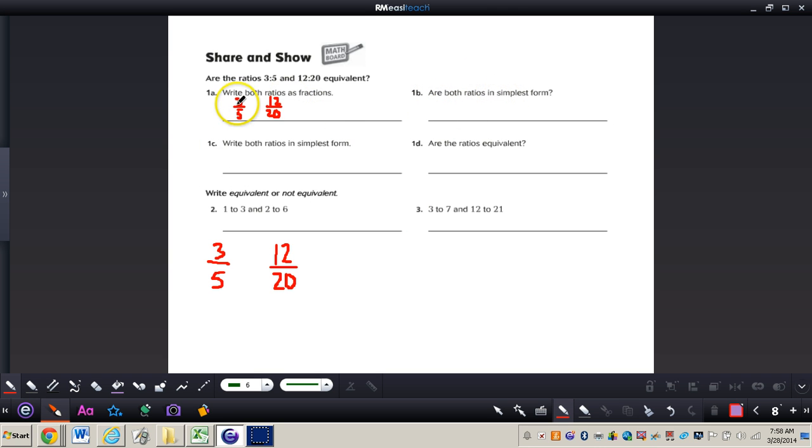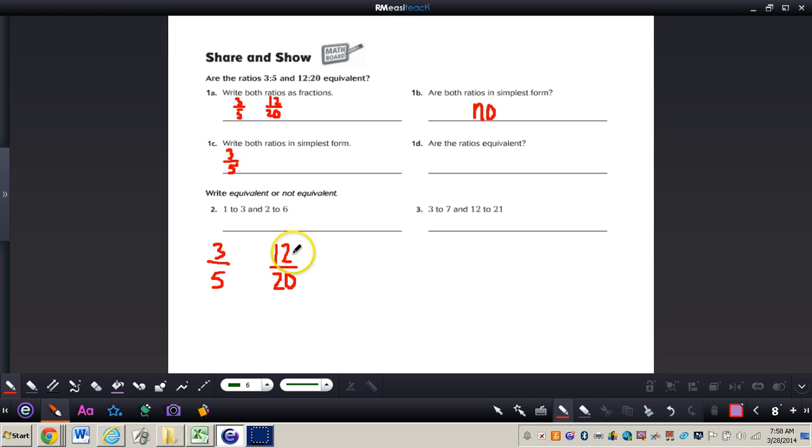Now we know 3/5 is in simplest form, and the reason why is there's not any digit that can go into 3 and 5 equally other than 1. Now 12/20, we know that is not in simplest form. So are both ratios in simplest form? There's one but not the other, not both of them. So the answer to that is no. Now what we need to do is write both ratios in simplest form. So 3/5 we can easily just rewrite in simplest form.